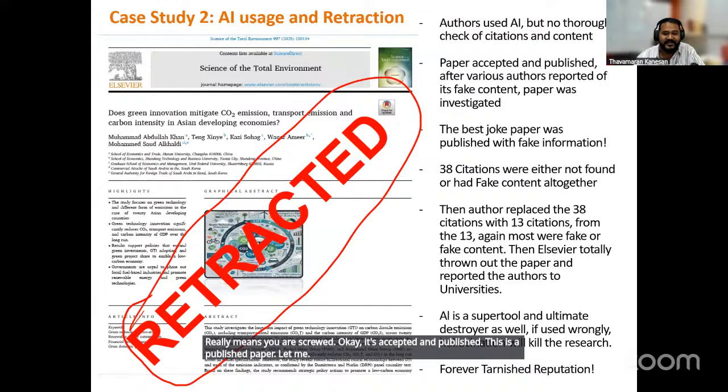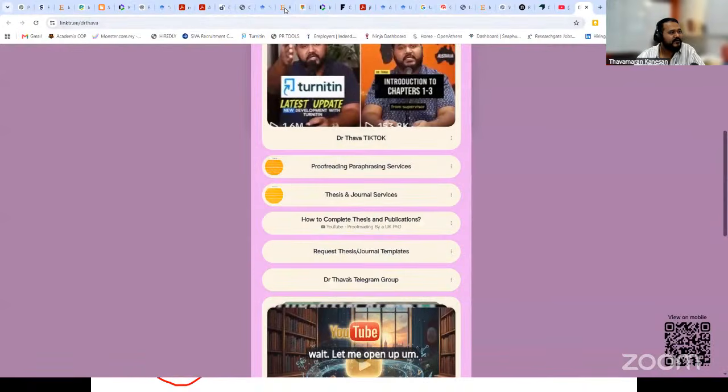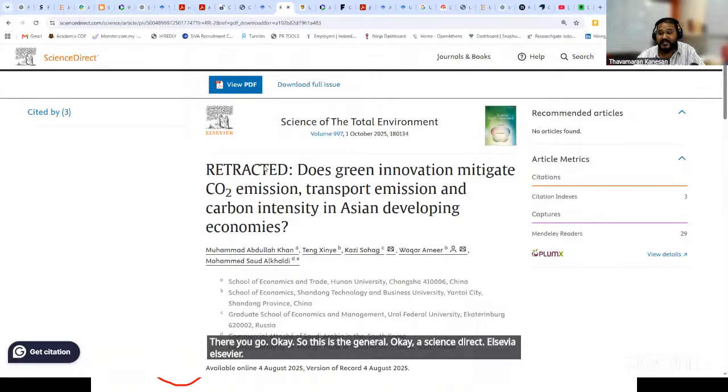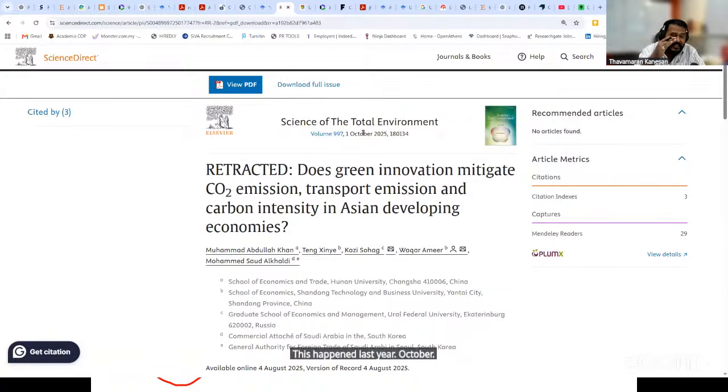Let me show you guys. Wait, let me open up. There you go. So this is the journal: ScienceDirect, Elsevier, Web of Science Q1, Science of the Total Environment. Impact factor 8.2, I think. Impact factor 8.2, Q1. This happened last year, October, and the retraction happened thereafter.